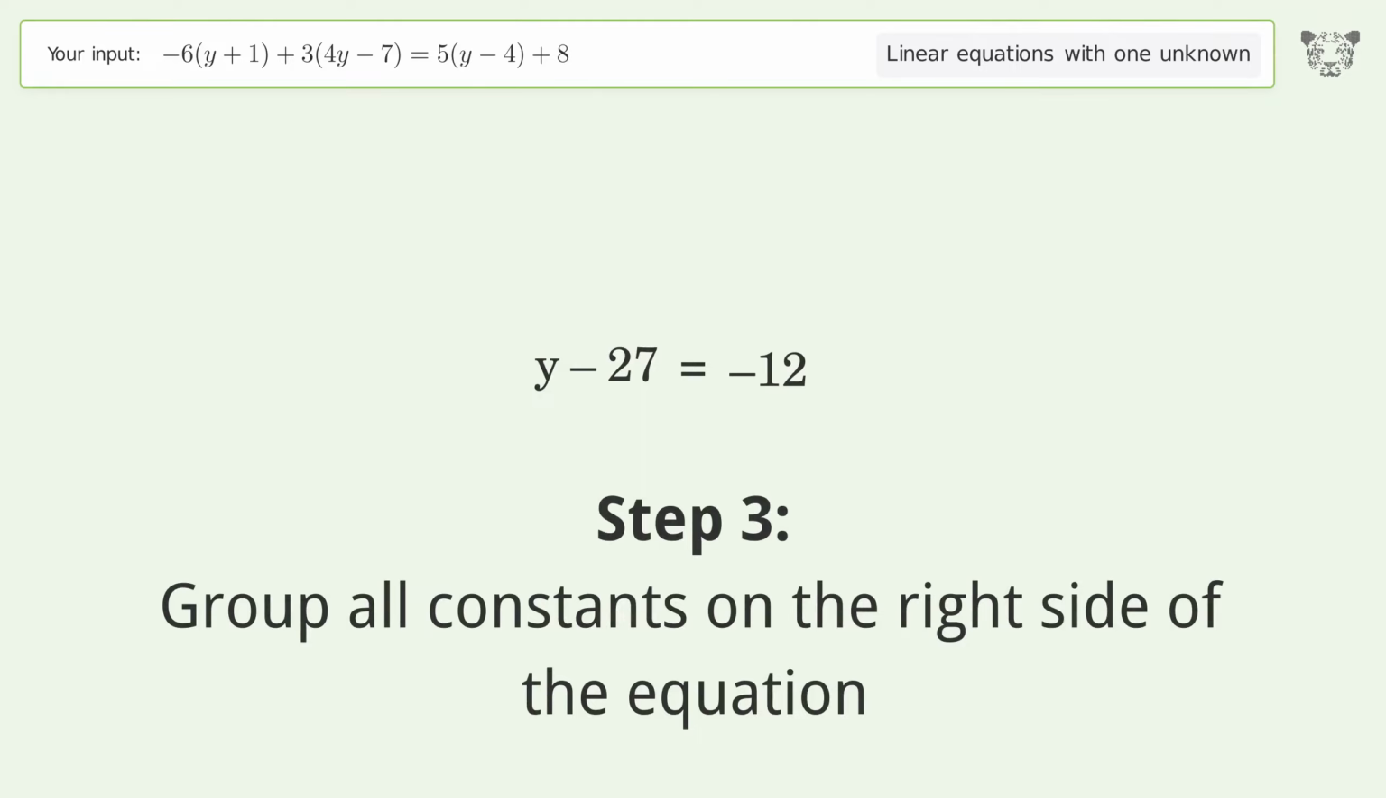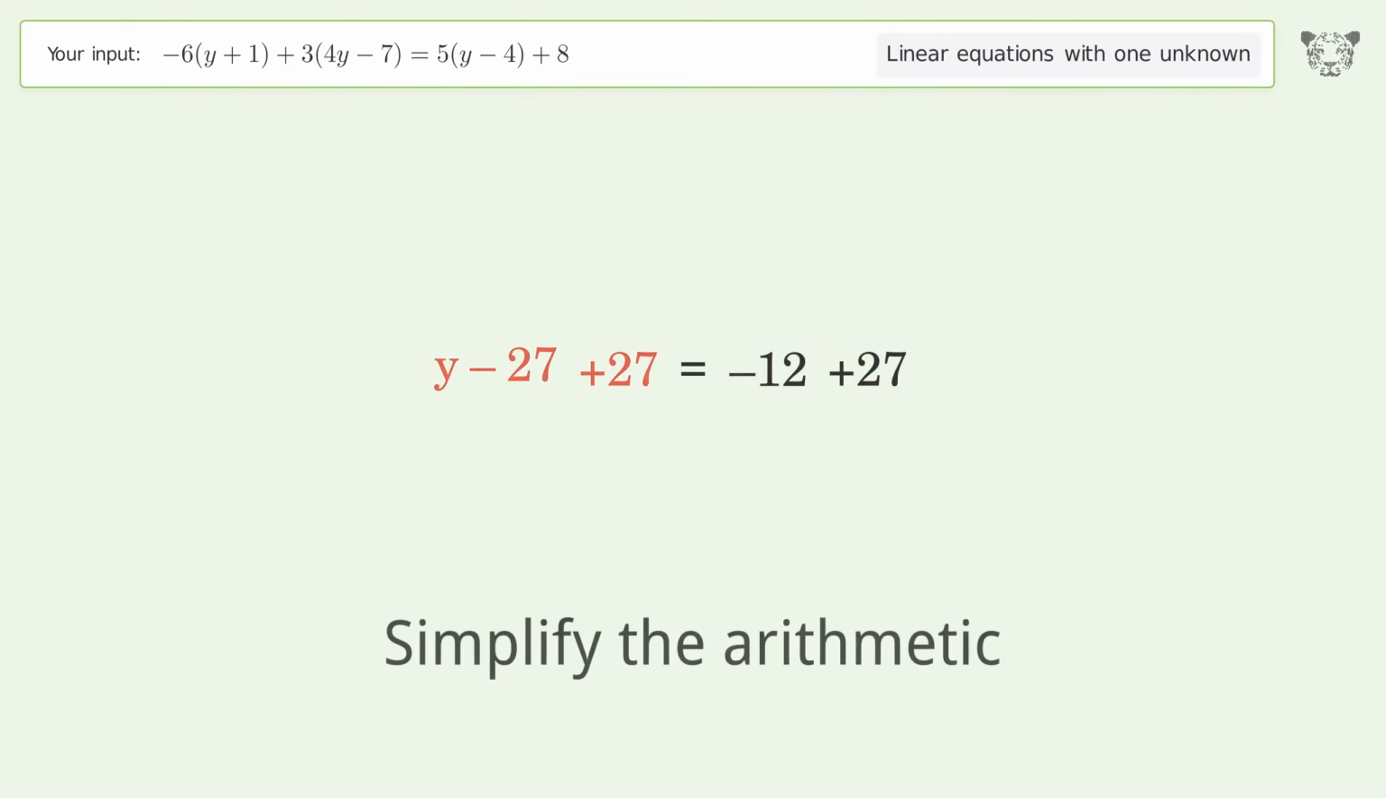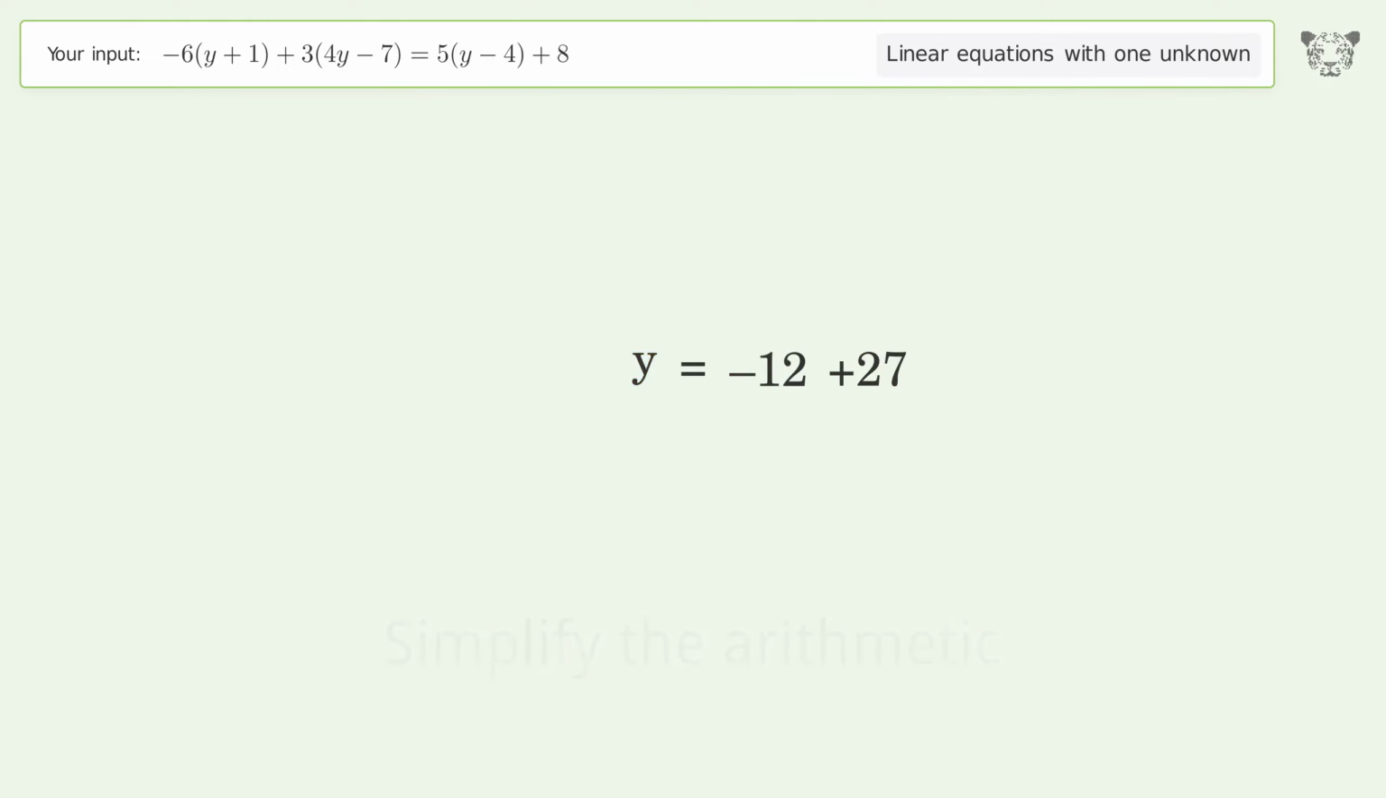Group all constants on the right side of the equation. Add 27 to both sides. Simplify the arithmetic. And so the final result is y=15.